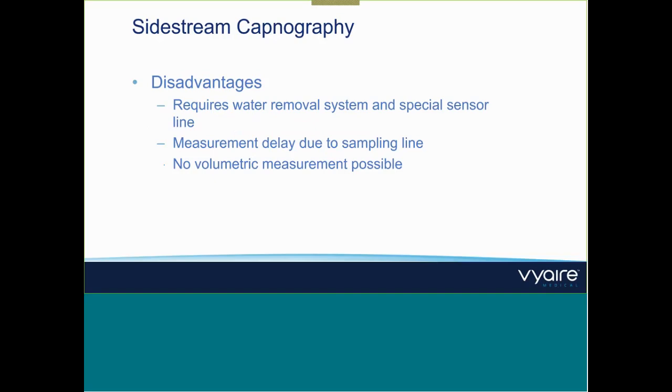You need a special sensor for the water removal on the sidestream capnography of the ISA. I always get confused with ISA and IRMA, so I always have to think for a second what the name of the sidestream is. You need a special sensor. I will show you this in, I think, a few slides. And due to the sampling line, there is a measurement delay and no volumetric CO2 is possible.